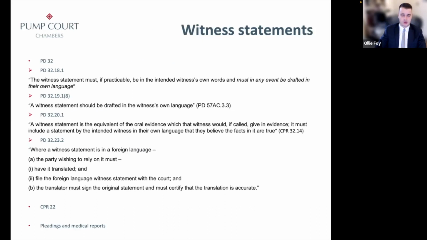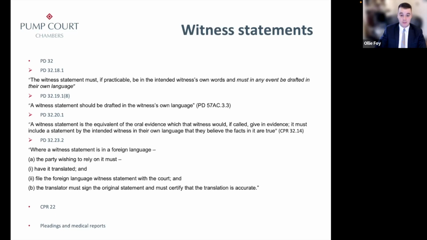Witness statements. Where you need to go to is Practice Direction 32 of the CPR. That contains the relevant provisions for witness statements. And we can see here Practice Direction 32, paragraph 18.1. The witness statement must, if practicable, be in the intended witness's own words and must, in any event, be drafted in their own language. Practice Direction 32, paragraph 19.1.8. A witness statement should be drafted in the witness's own language.